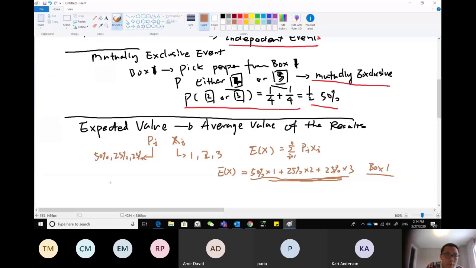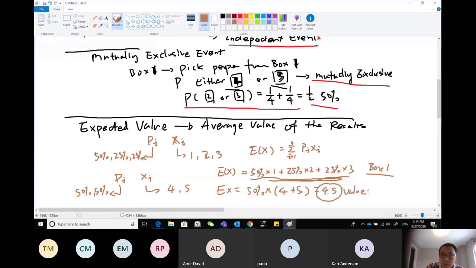And we can do the same thing for, let's say, box 2, right? So box 2, we have 2 values, 4 and 5, right? And each of them is 50% of the probability. So their expected value will equal 50% times 4 plus 5, right? So in this case, that will be 9, so that would be 4.5, right? The expected value. So that's for box 2.